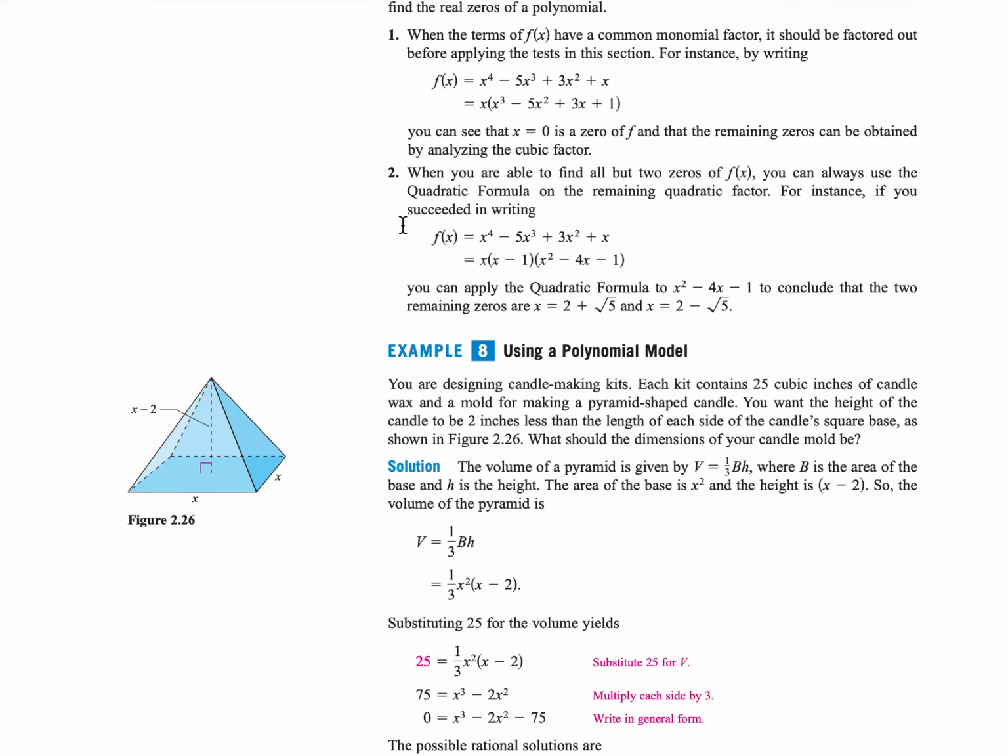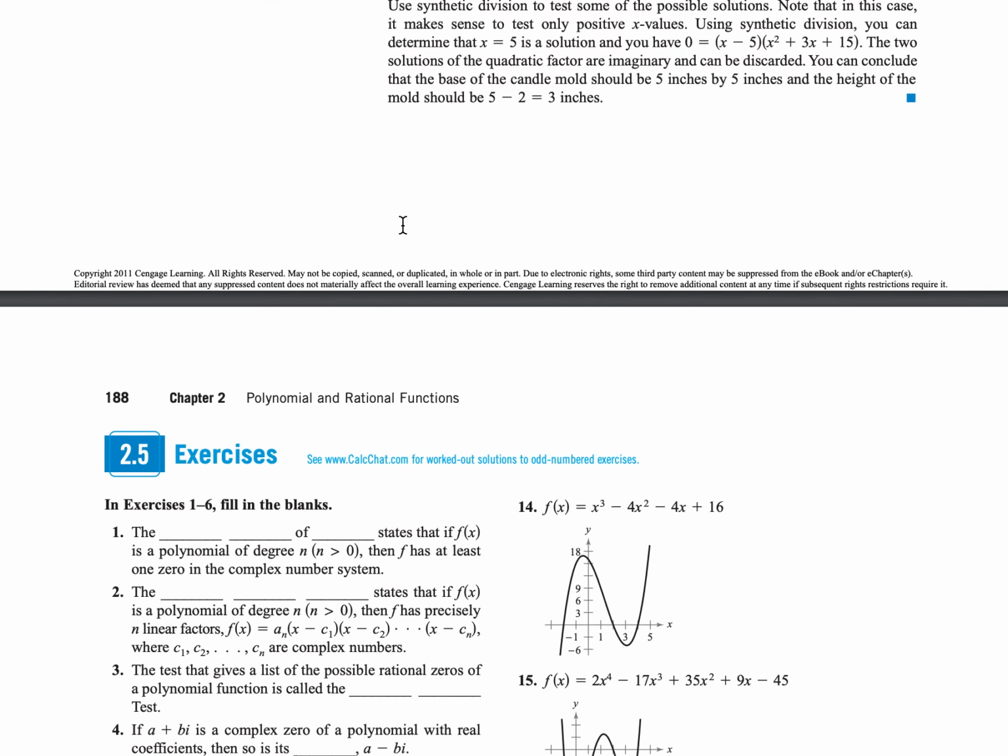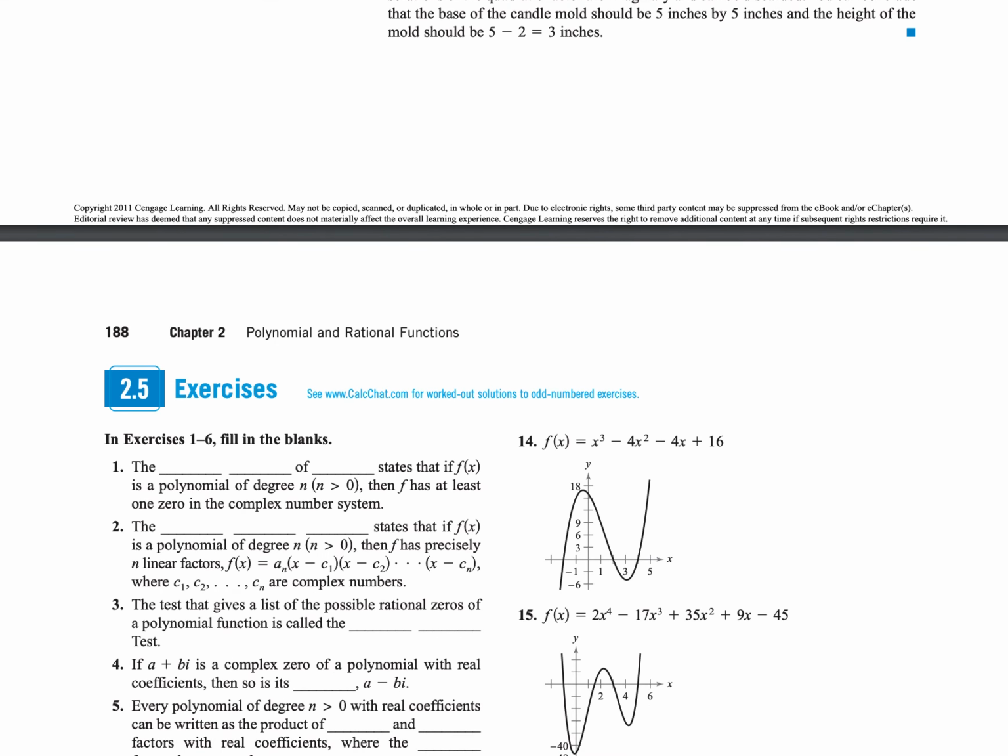So that's really the key thing with the fundamental theorem of algebra.